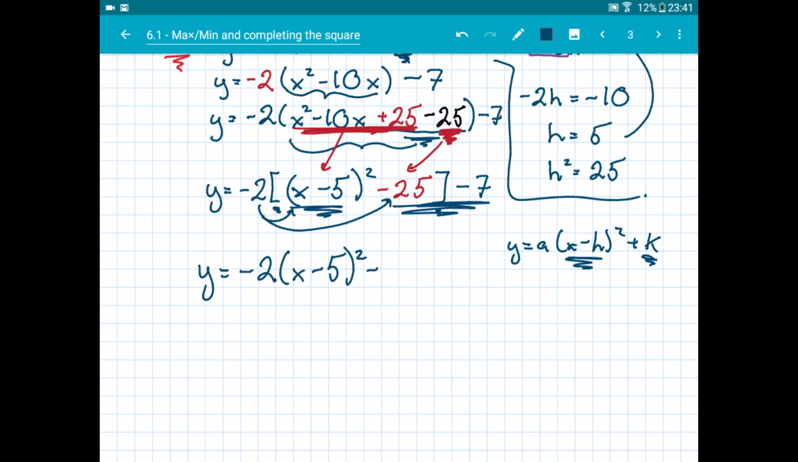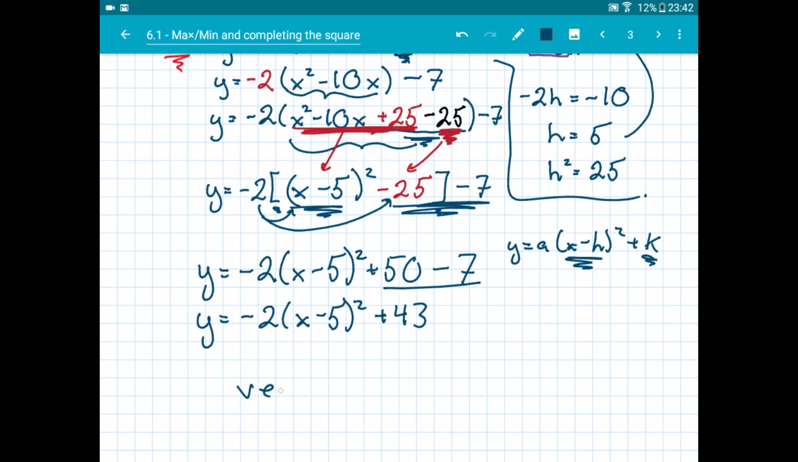I'm going to get plus 50 when I multiply the second term, and then subtract 7. So y then equals minus 2 x minus 5 all squared. Put these together, and you get plus 43. So now the vertex for this is equal to minus 5. Remember, it's the opposite, or sorry, plus 5. The opposite sign that you see there, and 43.